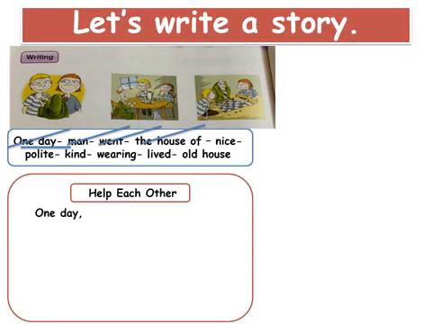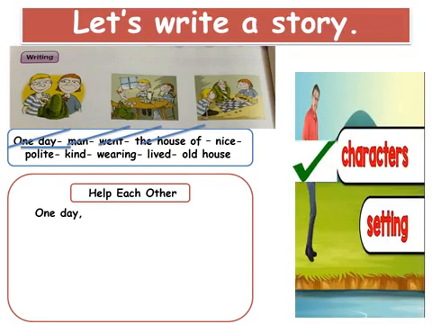Now it's the time to describe the characters. We have here nice, polite, and kind. You need to pick what you want. I taught you before how to describe characters. We start with the name, then was, then we add an adjective. So maybe you can say Bonnie was nice and polite. Sandy was kind. Or Sandy was polite and Bonnie was nice and kind. Up to you. You can do whatever you want.